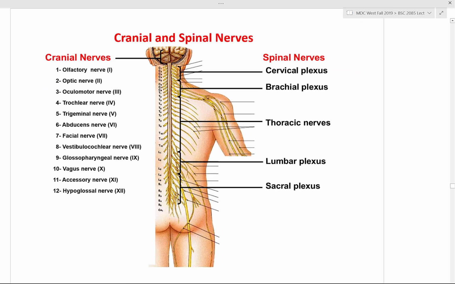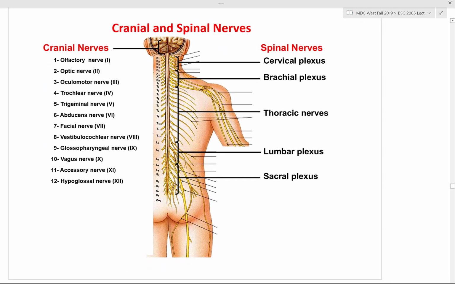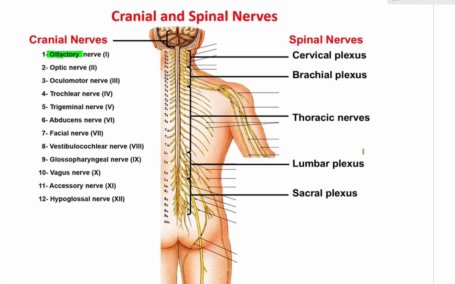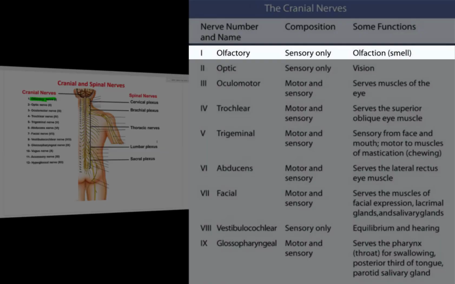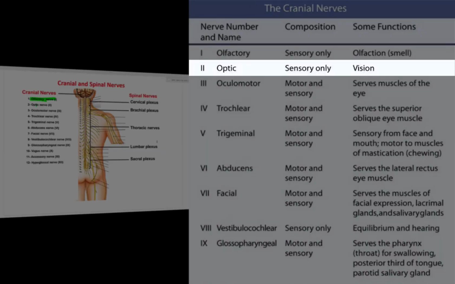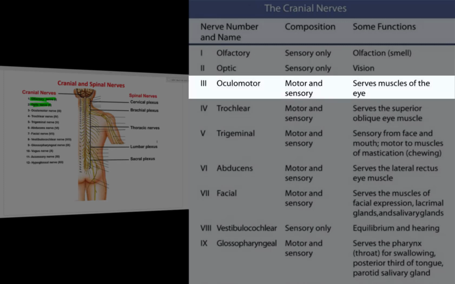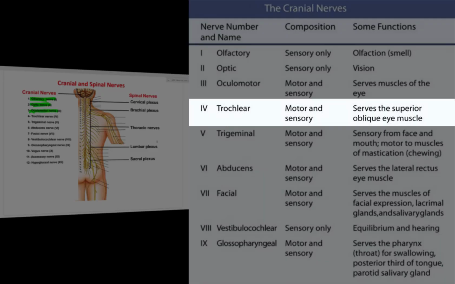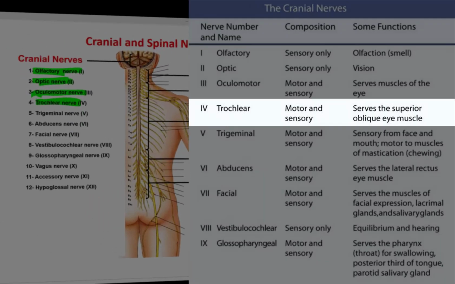So let's go over those cranial nerves, right? So, olfactory nerve, what is that one for? Olfaction, smell. Optic nerve is for what? To see. That's pure sensory. Oculomotor, it tells you that you're doing what with the motor? Moving your eyes. Trochlear nerve, this has to do with movement of the eye.